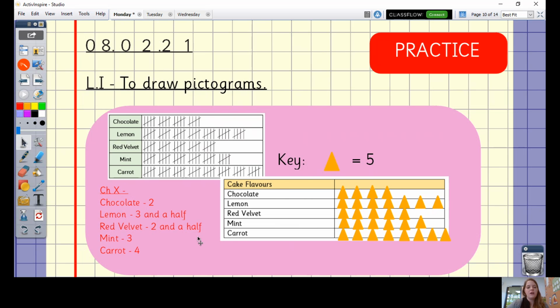Red velvet, I would need 2.5 triangles. Mint, I would need 3 triangles, and carrot, I would need 4 triangles. That was a really tricky challenge X, so well done. Well done if you were able to have a think about that.